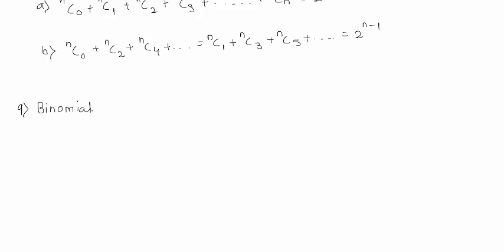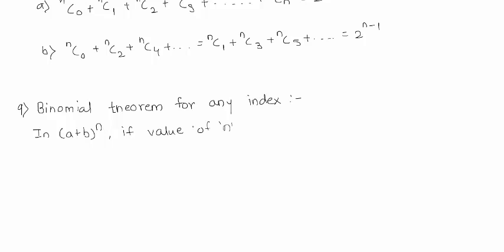Now the ninth pointer says binomial theorem for any index. Now students, after learning all these pointers, we expand our horizon and say we can have the binomial theorem for any index, that is, any value of n. In (a + b) power n, if the value of n is negative, let us say minus 2, or a fraction, let us say half, then what do we do?